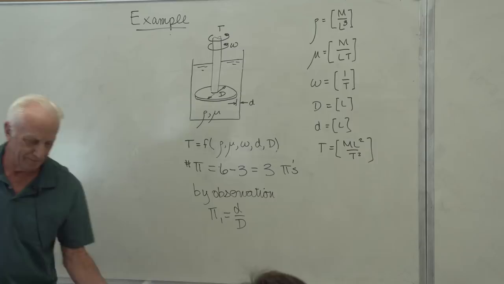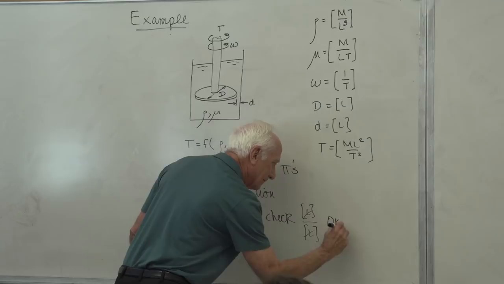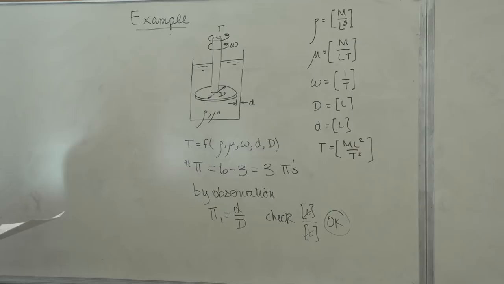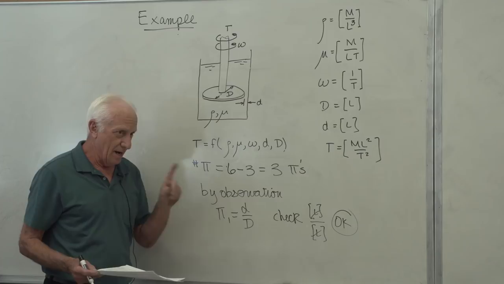You want to check it? Okay, you don't have to, but check. Length over length. Yep, it's dimensionless. When you do that, it's best if you knock one of these guys out from that list. Either knock out little d or big D, since this is one pi parameter. I'm going to knock out little d.